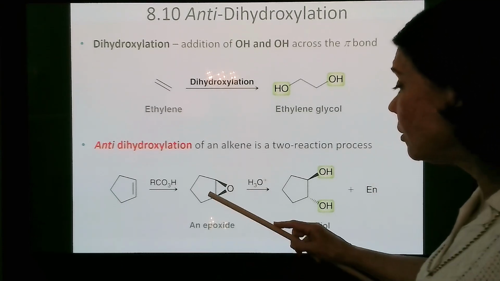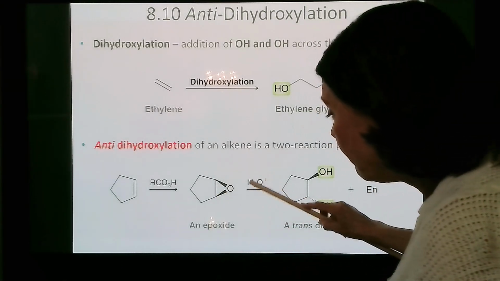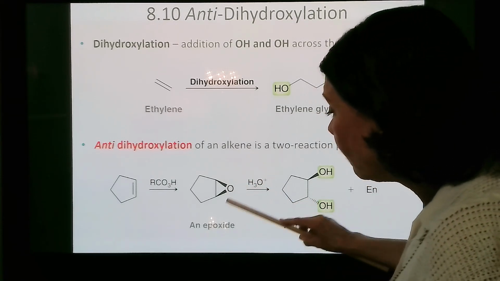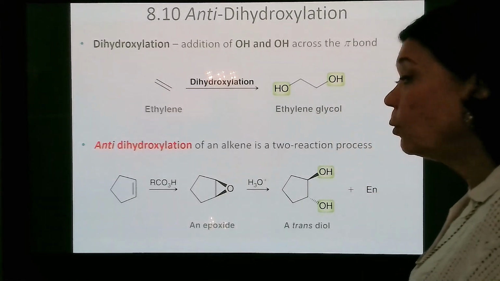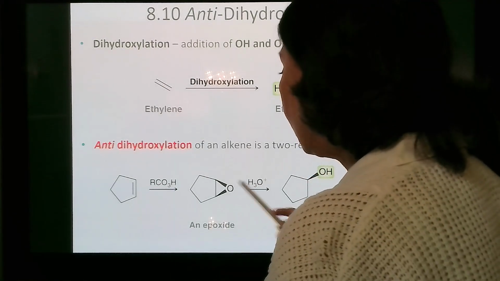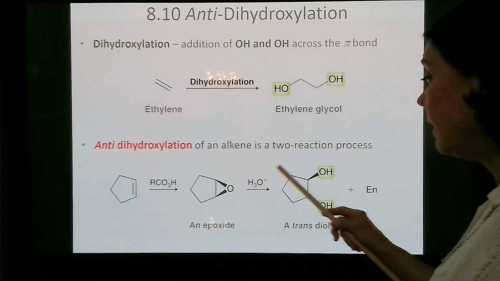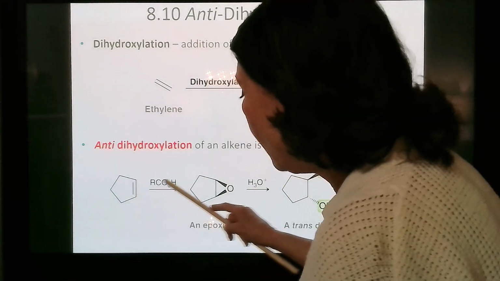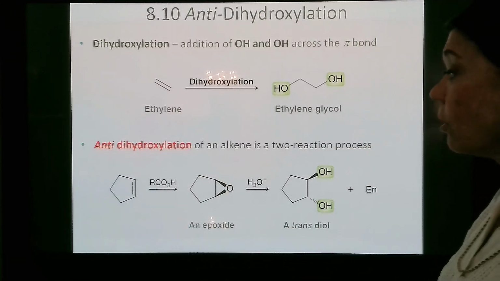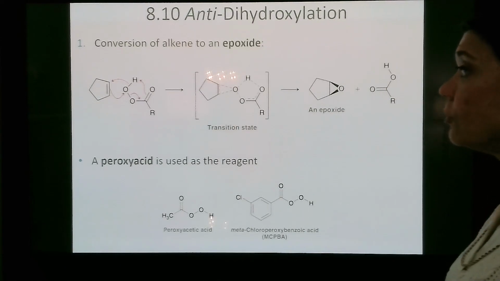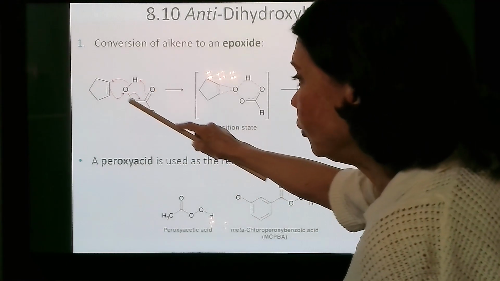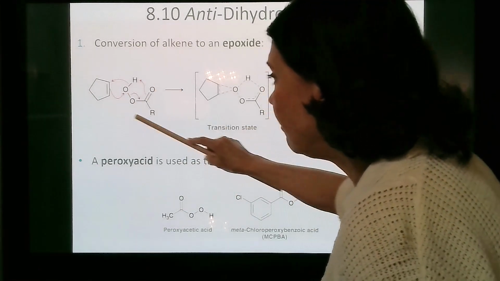And so let's look at this. This is going to be a pretty simple step here. This is simply protonating oxygen and then having water come in and do a backside attack, which is similar to the opening of your bromonium ion. So this part should be very easy for you to envision, but this is going to be a little bit harder. So let's look at all of this in a little bit more detail. The first step is using a peroxy acid as a reagent to affect this reaction.